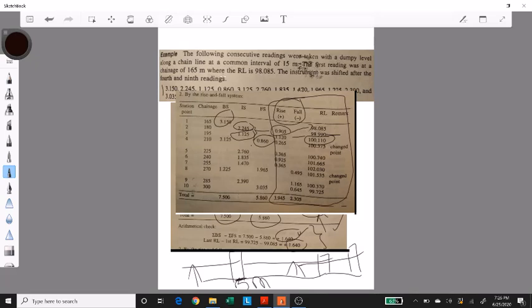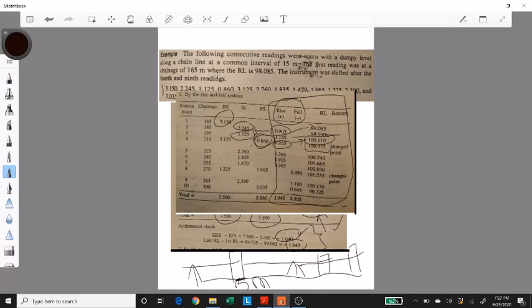So now for the next point, by subtracting 0.860, which is the foresight, from the previous reading, which is the intersight, we get again a rise. We will add this rise to the reduced level 100.110, so that we get the reduced level of the change point, which is 100.375. Now this is when you change the location of the instrument.